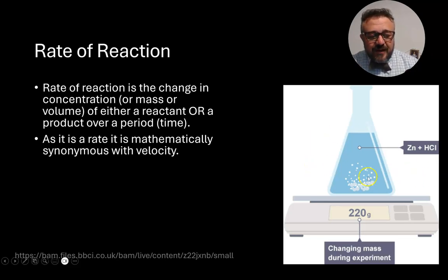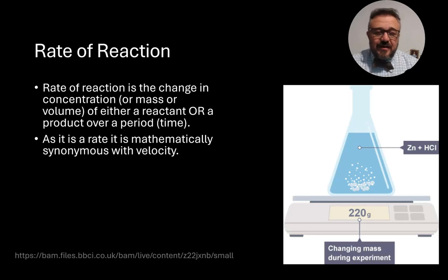So here, they weigh it at the beginning, and then they will drop in some zinc into the hydrochloric acid. They'll get that weight real quick, and then they will record at regular intervals. It could be every 2 seconds, whatever. It could be every 30 seconds, how much the mass decreases.